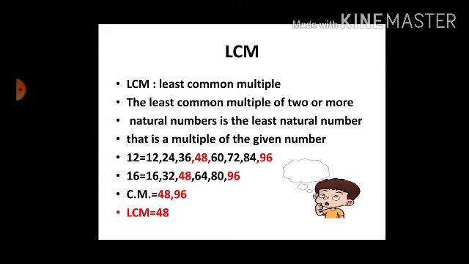Okay, now for example, 12. First we will write the multiples of 12. 12 ones are 12, 12 twos are 24, 12 threes are 36, 12 fours are 48, 12 fives are 60, 12 sixes are 72, 12 sevens are 84 and 12 eights are 96.